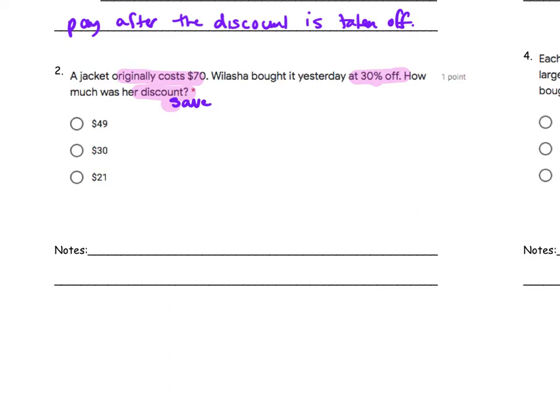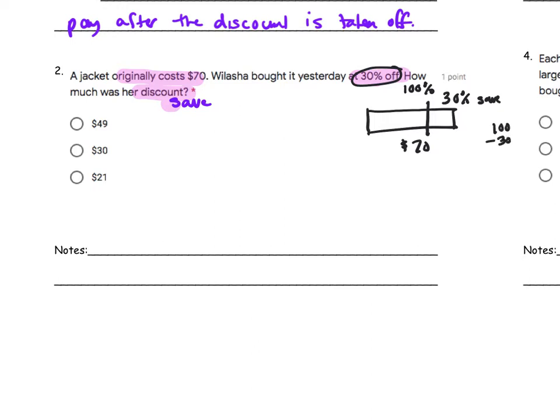And once again, if we visualize this using a tape diagram, here's the entire amount, $70. It represents 100% of it right now. However, we're going to take 30% off. So I'm going to estimate about that much as 30%. This is the amount she's going to save. If I wanted to know how much she would pay, I would take 100% minus 30% to get 70%. And this is how much she's going to pay for the sale price.